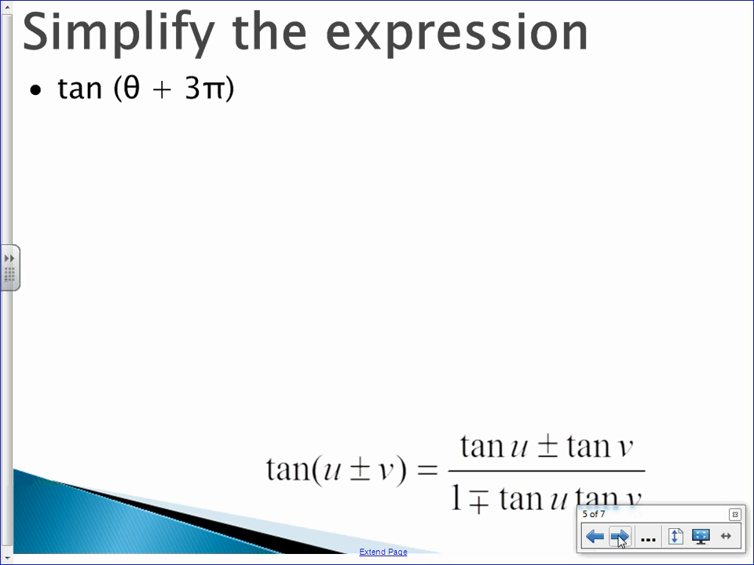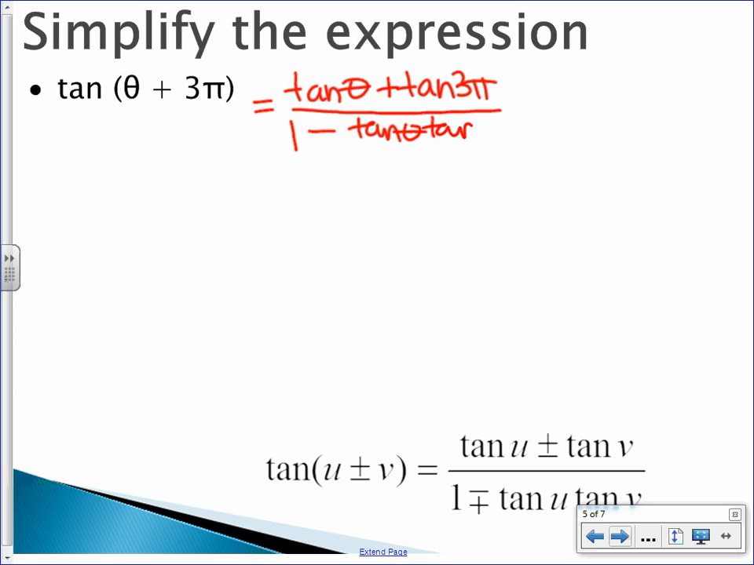Okay, let's practice with a tangent. Okay, tangent of theta plus 3 pi. Okay, we have a sum inside of our tangent. Okay, so please be careful with your signs. Okay, this is the tangent of theta. Since it's addition here, we have plus the tangent of 3 pi. Over, in our denominator, we have 1. This means change the sign, so we have minus tangent theta, tangent 3 pi.